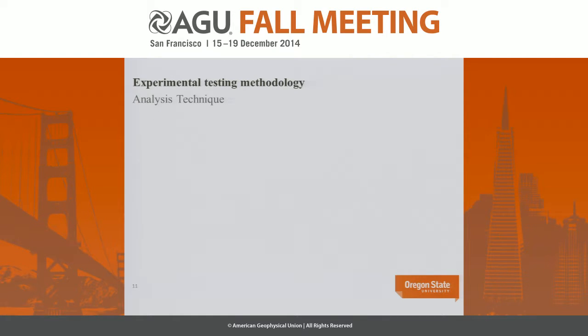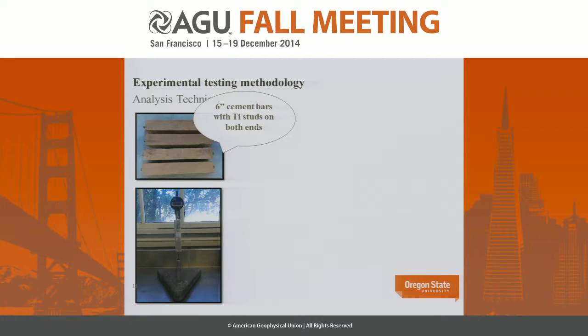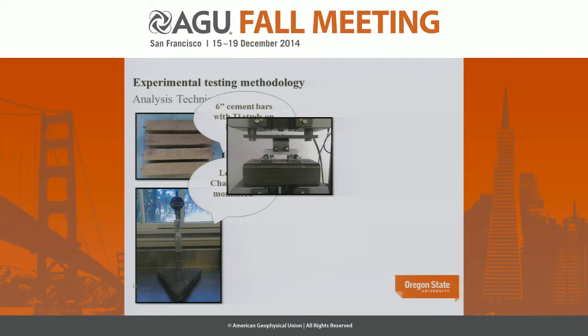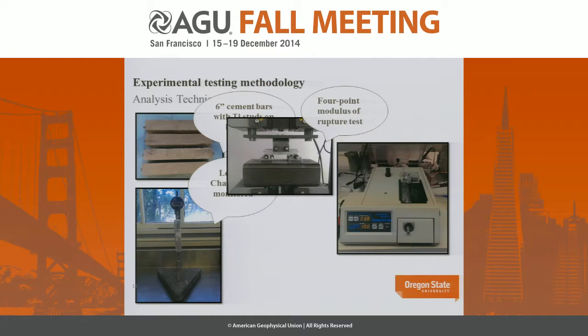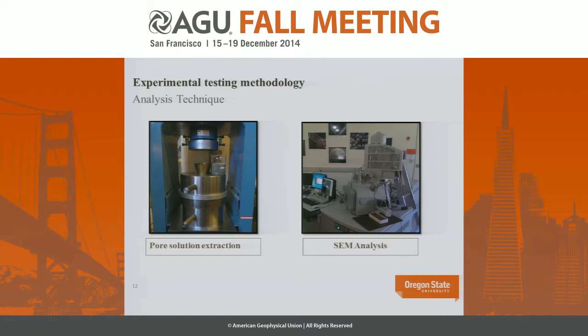Here are the analytical techniques we used. We cast 6-inch cement bars with studs on the side, and used a comparator to monitor the length change. We also did a 4-point modulus of rupture test, and we used a diamond saw to cut the cement samples into 1-inch cubes and did compressive strength tests on these. We also tested the pore solution. The pore solution is the water trapped in the micropores of the cement, and it contains many minerals. If we can obtain the composition of the pore solution, it gives us insight into the interaction and hydration process of the cement. We also did SEM analysis of the cement to quantify the alteration and figure out if there is any secondary mineral precipitation.